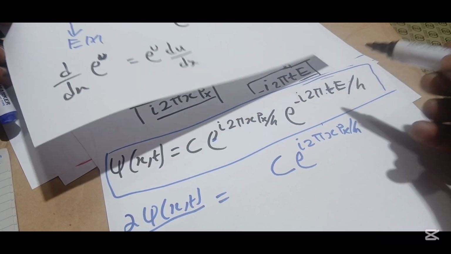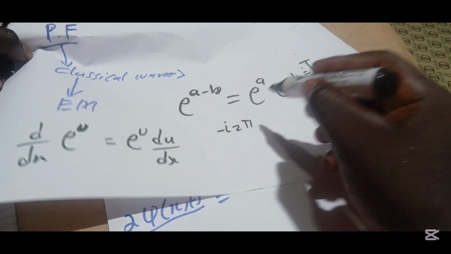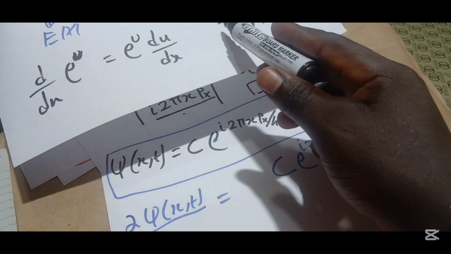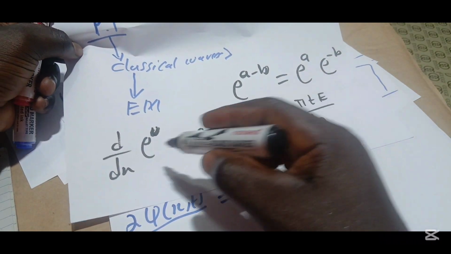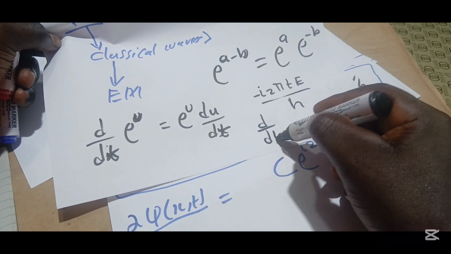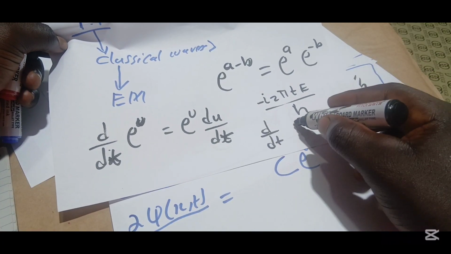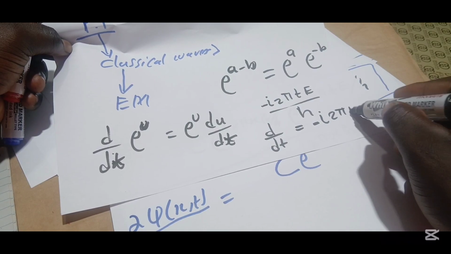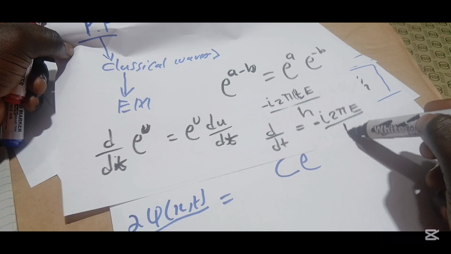What is the derivative of our u? We have our u to be minus i 2 pi t E all over h, right? If we differentiate this u with respect to t, in this case we are differentiating with respect to t. So differentiating this with respect to t, what do we get? We differentiate only t, remaining 1. So we are going to get minus i 2 pi E, because after we differentiate this term, we get 1 all over h.